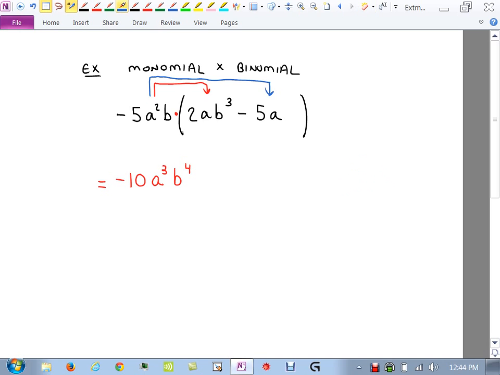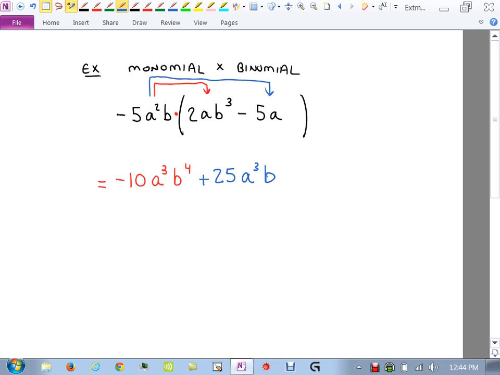So what will we get for the blue? Let's see. Negative 5 times negative 5 is, multiplication, though, positive 25. So plus 25. And then how many a's here? A cubed. Do we have any b's? We still just have that one b, so the b stays.